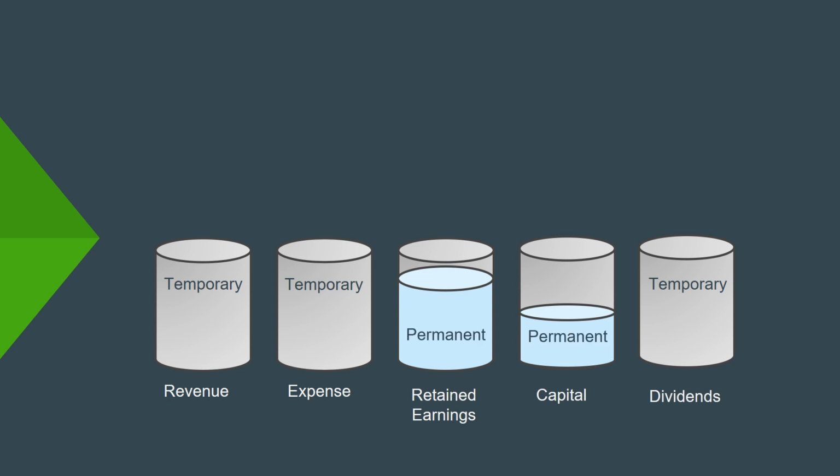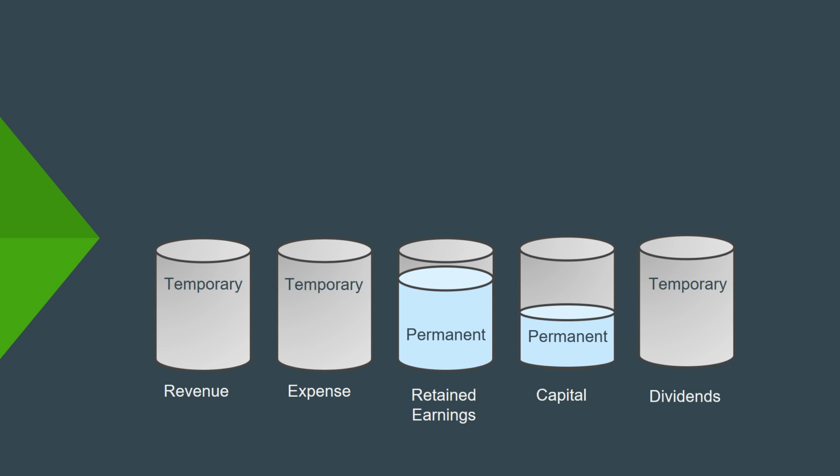Those would be any ones that have water in them in the end. Now, these are just the 5 accounts that we showcased for the adjusting entries, but realize there's still a lot of other accounts out there. We still have all of our asset accounts and our liability accounts as well.